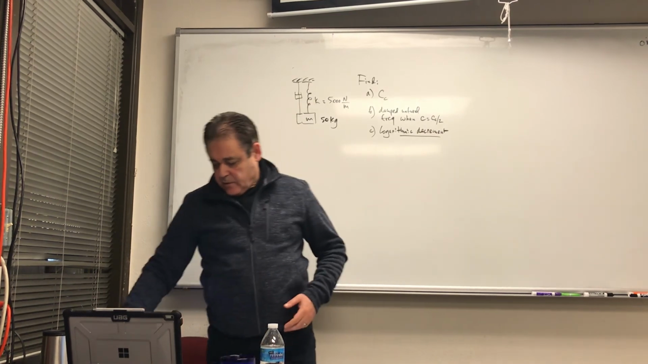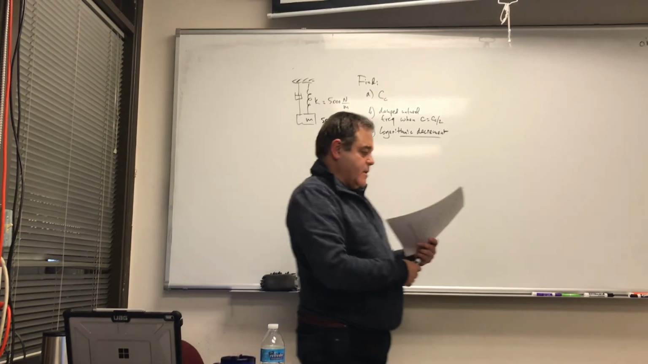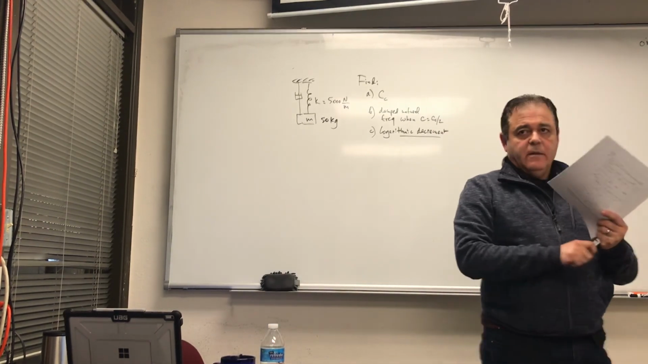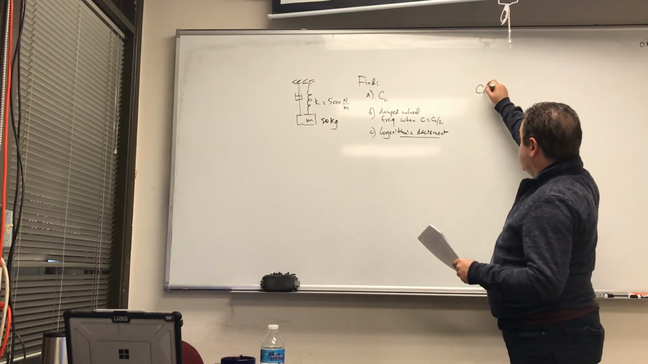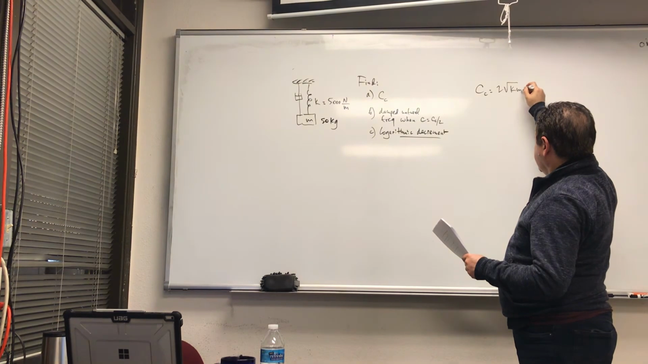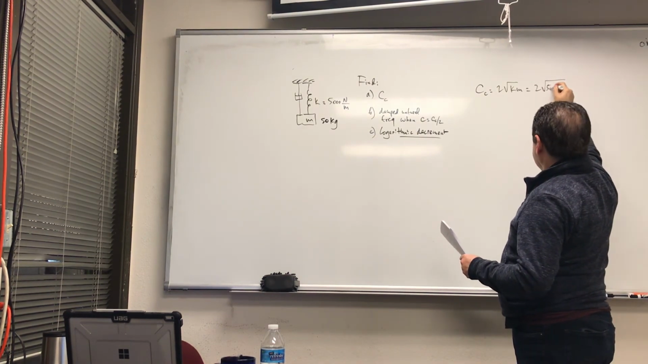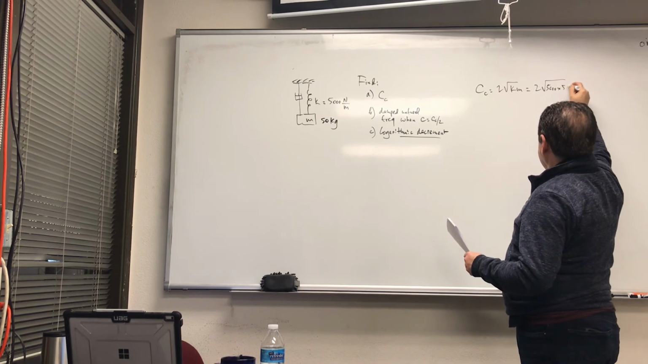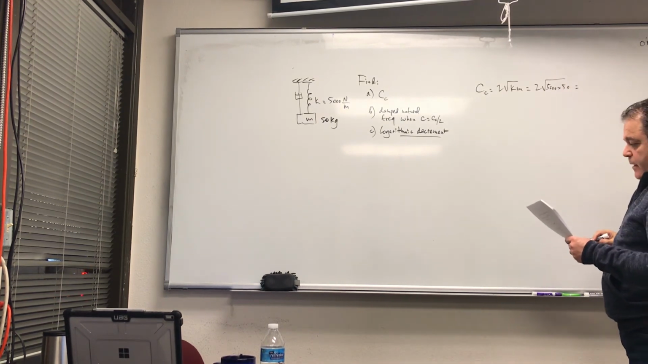So what is the solution to this little guy, this problem? Is it 68.59? So what is CC equal to? 2 square root of km, right? Yeah, 2 square root of 5,000 times 50, and that should give you 1,000.